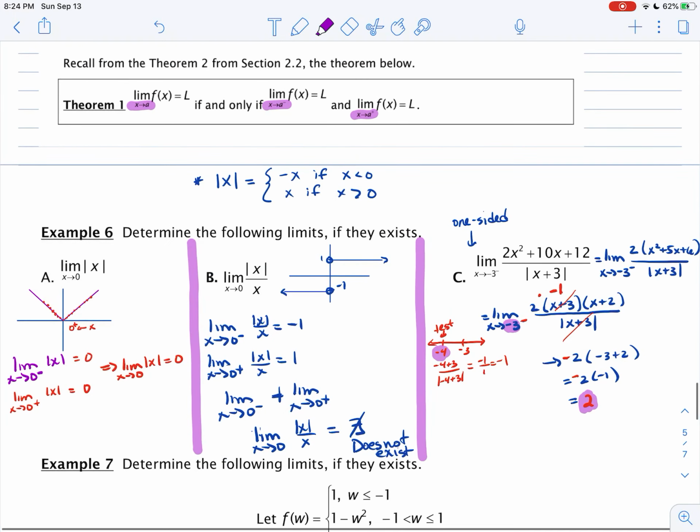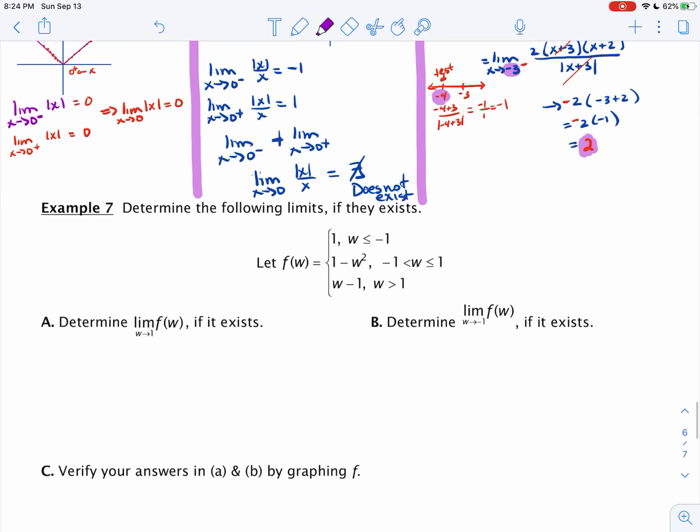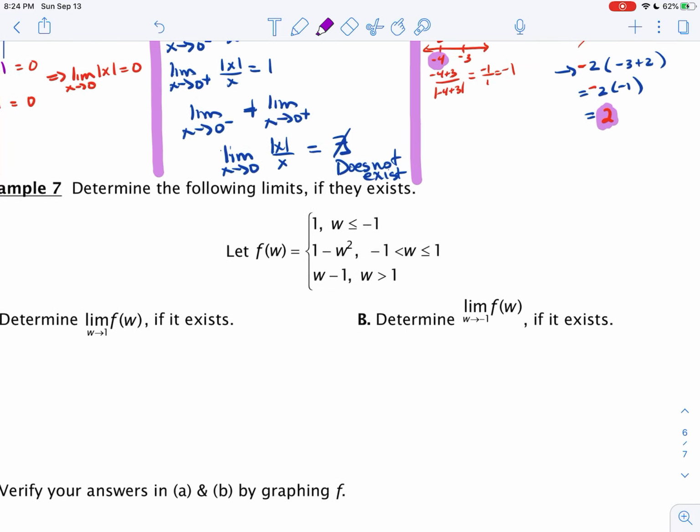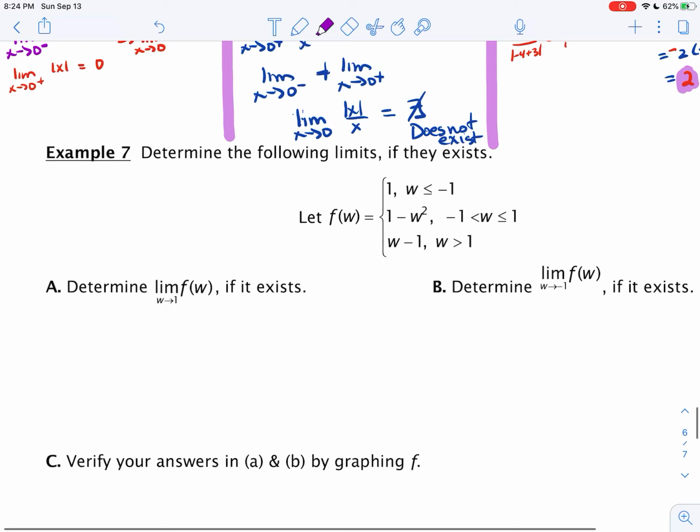Good. And finally, we could do these two. Determine if the limit as w approaches 1 of f of w exists. So we have a piecewise defined function. Again, you can graph the piecewise defined function if you want to, or you can calculate values, or calculate your one-sided limits.